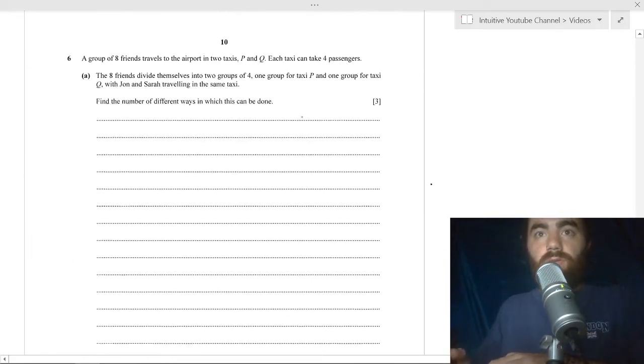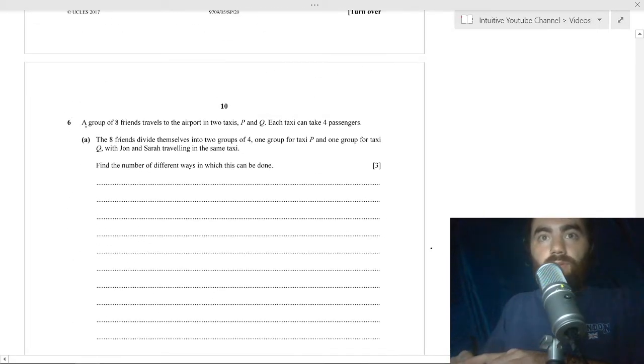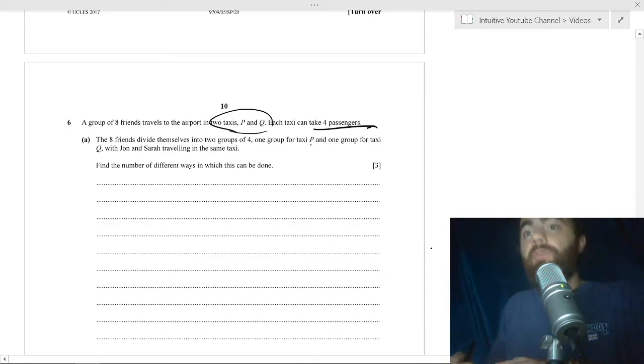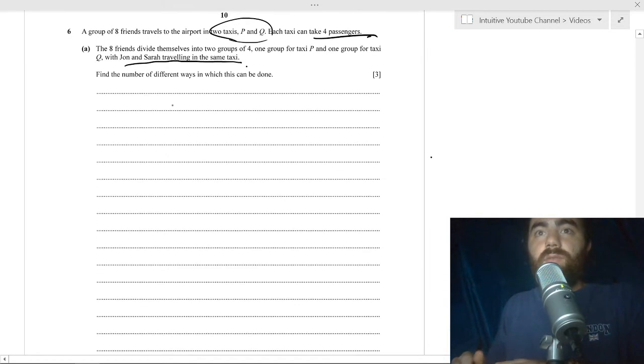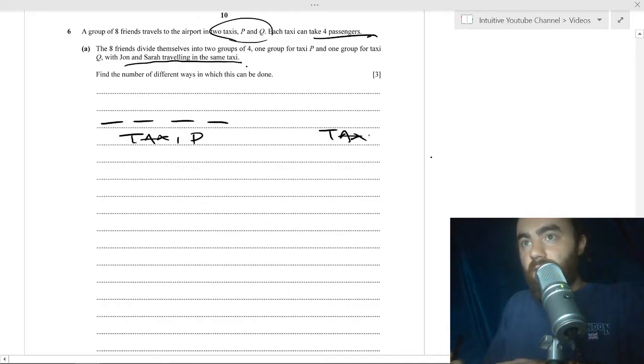So let's continue to question 6, which I can already see is going to be a permutations and combinations question. They say that a group of 8 friends are traveling to the airport in 2 different taxis, P and Q, and each taxi can take 4 passengers. The 8 friends divide themselves into 2 groups of 4, one group for taxi P and one group for taxi Q, where John and Sarah are traveling in the same taxi. So we have a taxi P, which has 1, 2, 3, 4 slots, and a taxi Q, which has 1, 2, 3, 4 slots.